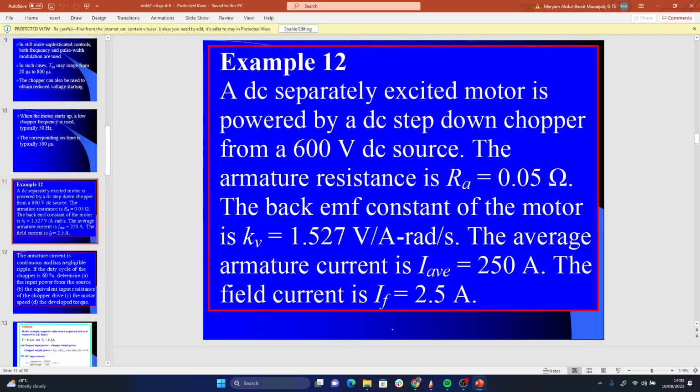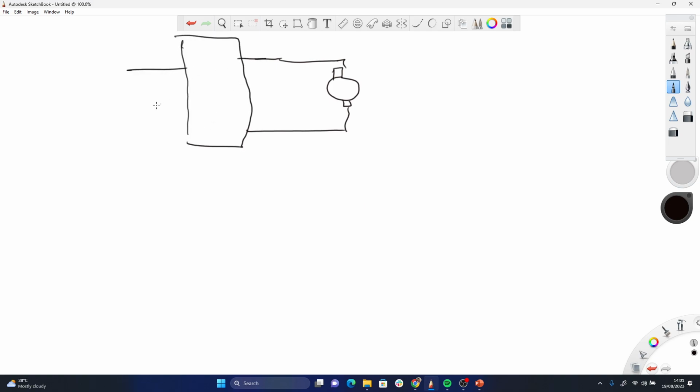A DC separately excited motor is powered by a DC source. I have a separately excited motor, right? This is my armature here. It's powered by a chopper. Let me represent the chopper with a box. This is a chopper. It takes in some input Vs, gives me some output V naught. That drives the motor.